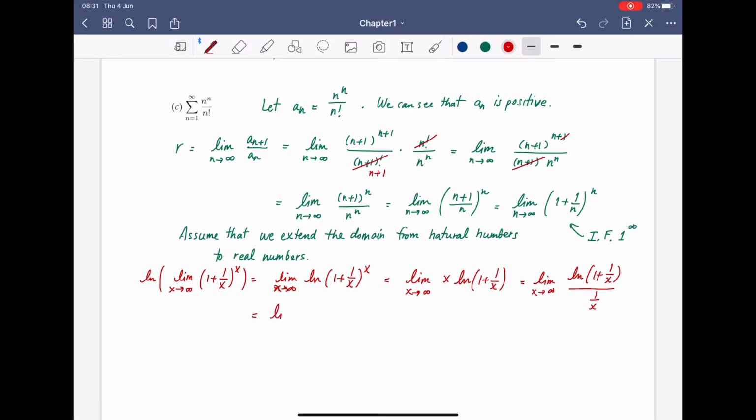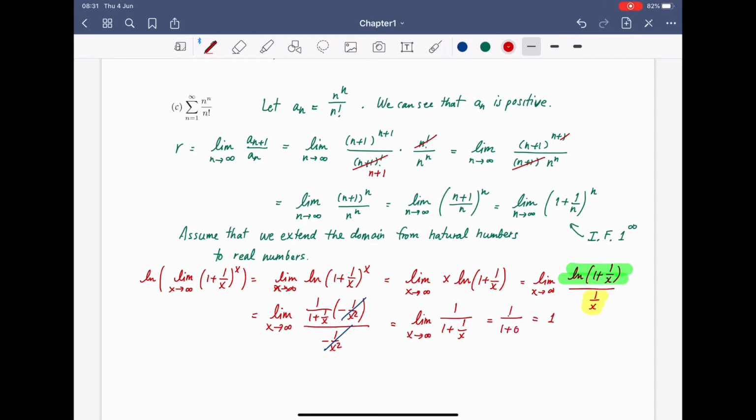And then I use L'Hopital's rule. Now I can differentiate the top function and the bottom function. So I have 1 over (1 plus 1 over x) times negative 1 over x squared. This is by differentiating this thing. And then I differentiate 1 over x as well, so I have negative 1 over x squared. And then after that, I cancel this thing. So what I have left is just the limit of 1 over (1 plus 1 over x), where x goes to infinity, and this thing is just 1 over 1 plus 0, which is 1.